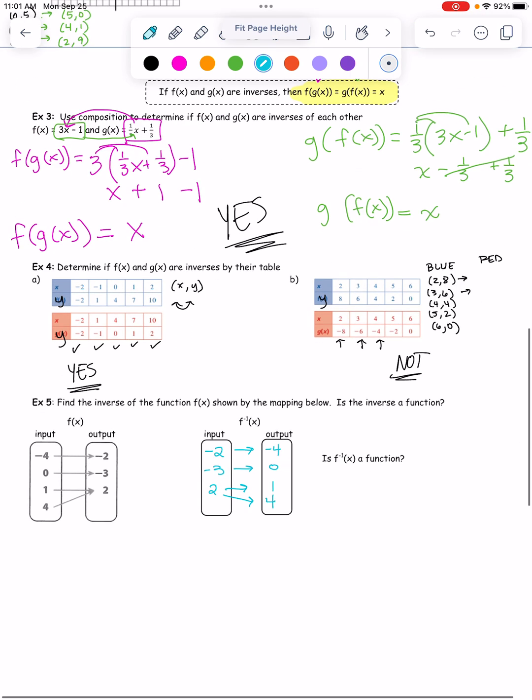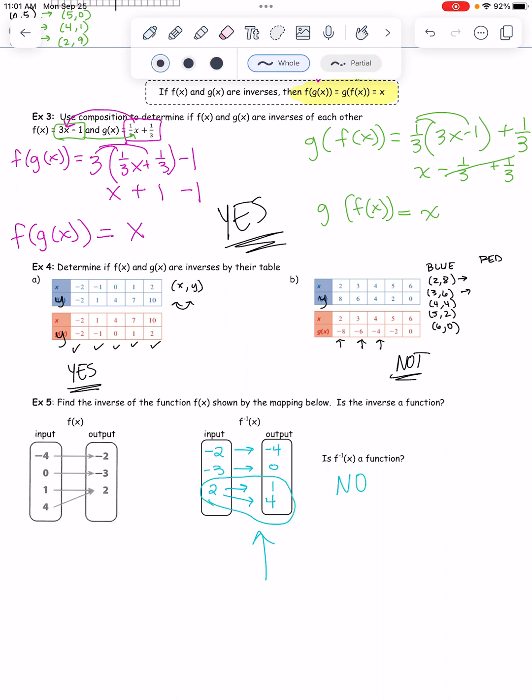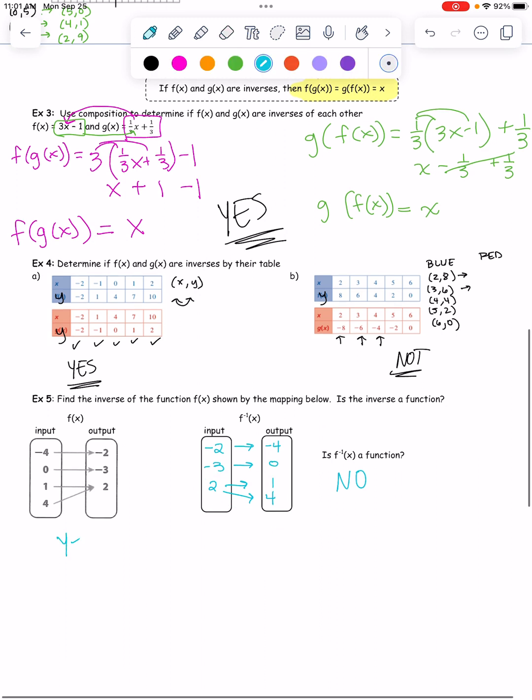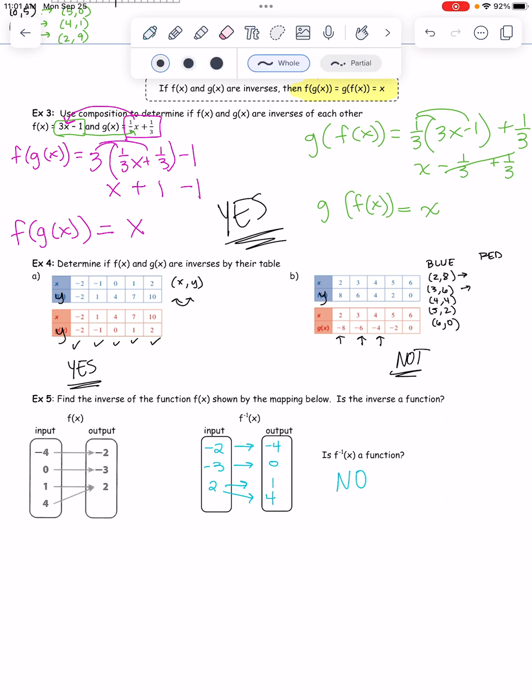So that's the inverse. Now, is that inverse a function? No, because that input of 2 had 2 different outputs, and that doesn't make it a function, okay? So yes, this is a function, but this is not a function. That's inverses. Switch the x and y, either algebraically, on the graph, characteristically, whatever.